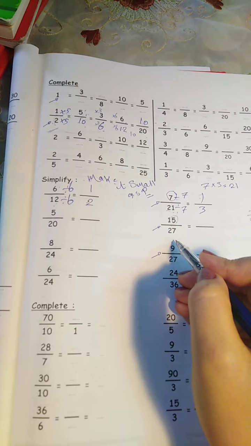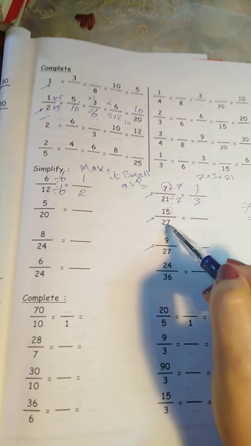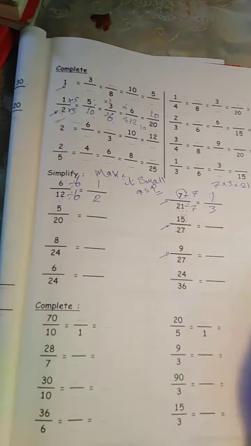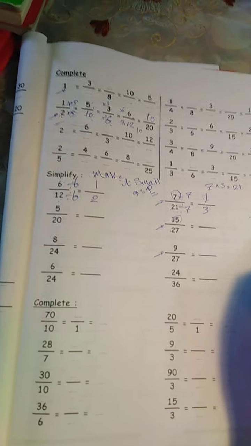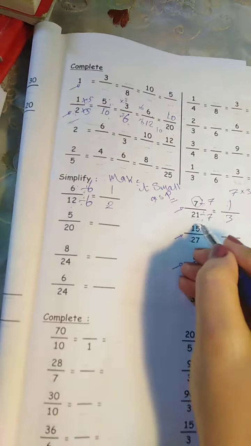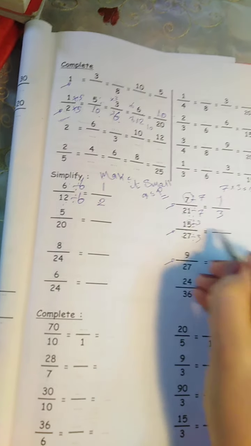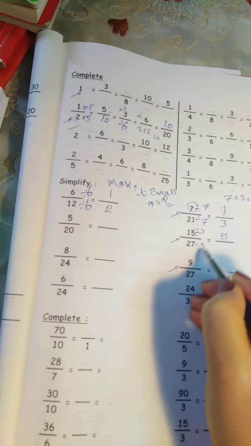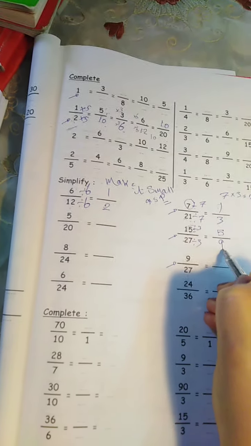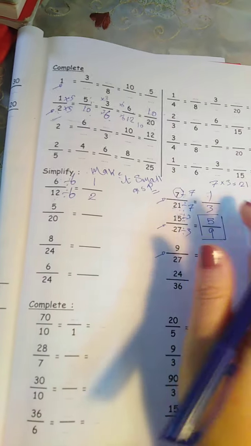What about the denominator? We must find a number to divide both the numerator and the denominator. 27. 2 plus 7 equals 9. 9 is from the times table of 3. So, both terms are divided by 3. 15 divided by 3. 27 divided by 3. 15 divided by 3 is 5. 27 divided by 3 is 9. And this is the simplest form, the smallest fraction.